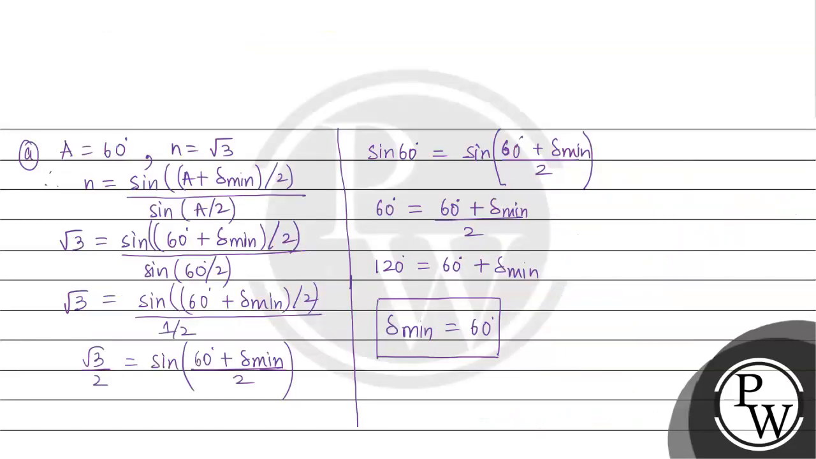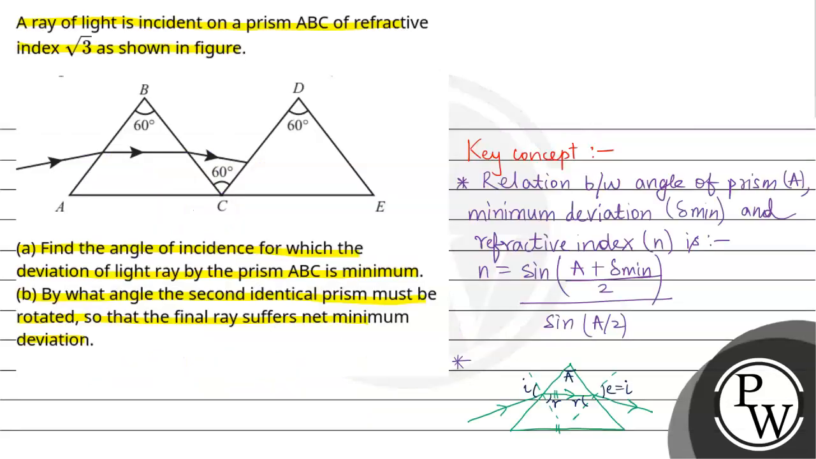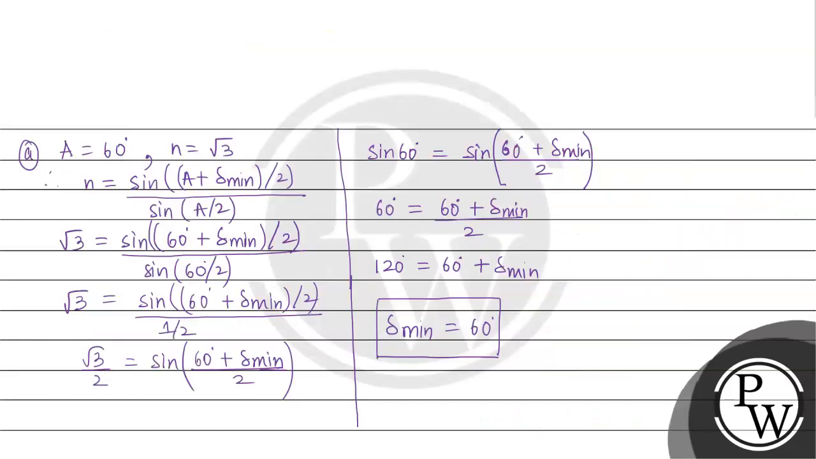तो आपका डेल्टा मीन यहाँ पर 60 डिग्री के बराबर है. So here they are asking that find the angle of incidence for which the deviation of the light ray by the prism ABC is minimum. आपको एंगल ऑफ इंसिडेंस बताना है जिस समय डेविएशन मिनिमम है इस केस में. तो मिनिमम डेविएशन का आपको एंगल पता चल गया 60 डिग्री.